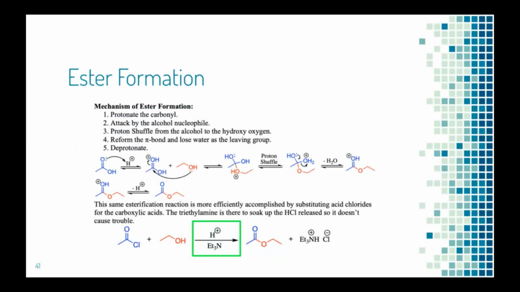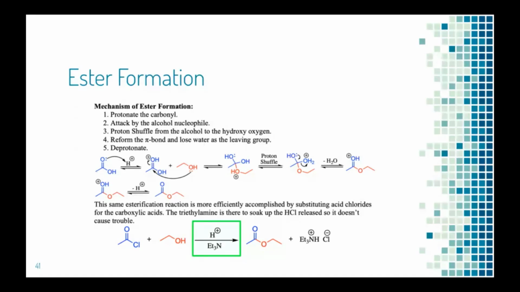So more about the mechanism of ester formation. So first off, it's going to protonate the carbonyl and then the alcohol nucleophile will attack, and then the proton will shuffle from the alcohol oxygen to the hydroxy oxygen. This will then reform the pi bond and lose the water as a leaving group, and then it will deprotonate. And so that is how your ester is formed.